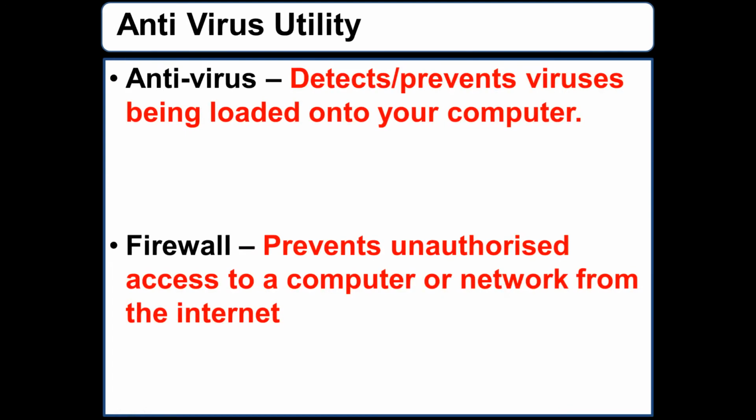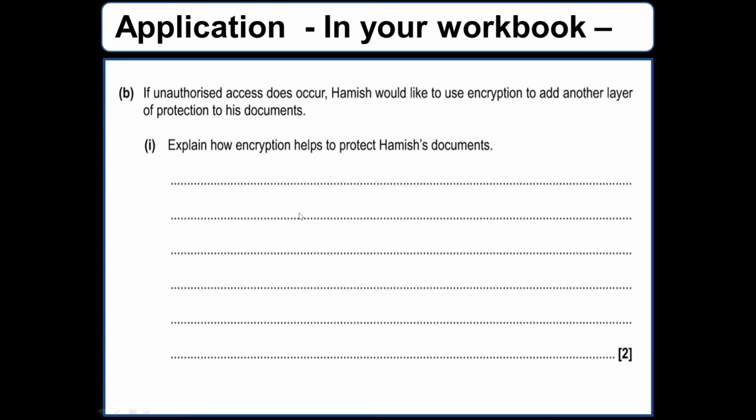Then we have antivirus. Antivirus detects and prevents viruses from being loaded onto your computer. A firewall will prevent unauthorized access to a computer or network from the internet. Antivirus cannot stop unauthorized access, it just deletes or detects viruses. A firewall cannot delete viruses. The firewall's only job is to prevent unauthorized access.